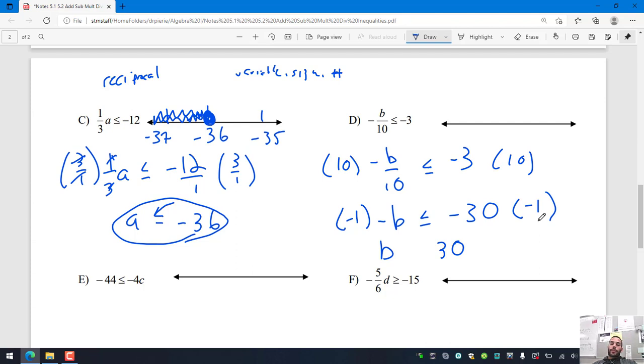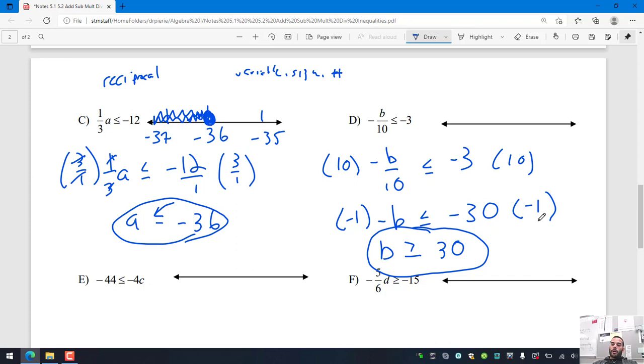Okay, so here is the first instance where we have multiplied or divided by a negative number. We multiplied both sides by -1. Anytime you multiply both sides by a negative number, you have to remember to flip the sign. Previously, the alligator was eating the right. Now I got to change it so the alligator is eating the left. It's going to become b is greater than or equal to positive 30.